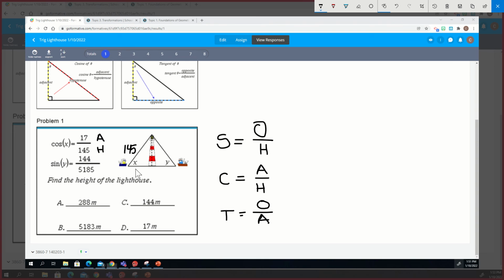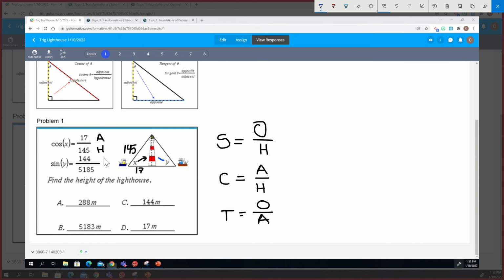I know adjacent, so if I go like this, that's opposite the angle. I'm not looking for that because adjacent would be right here. Now, I'm going to look at y and do the sine of y. Let's use a different color here. Let's use blue, something a little different.